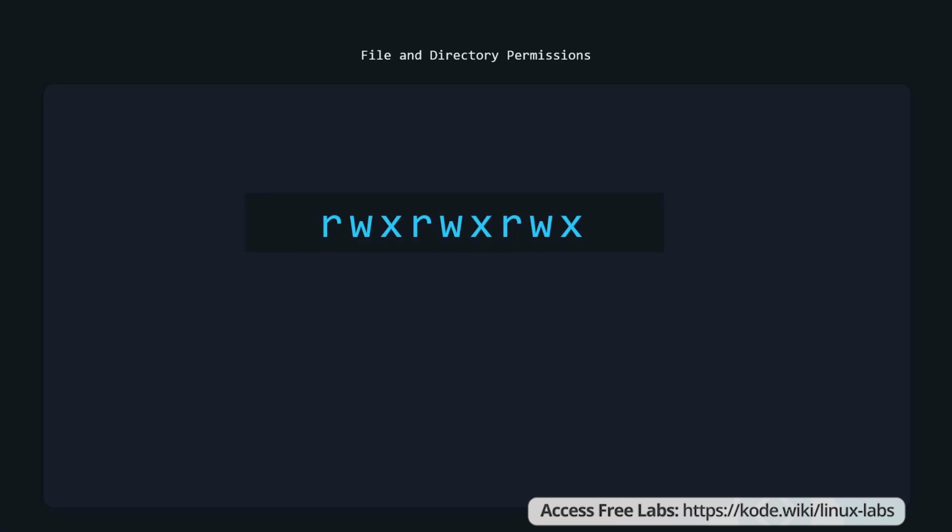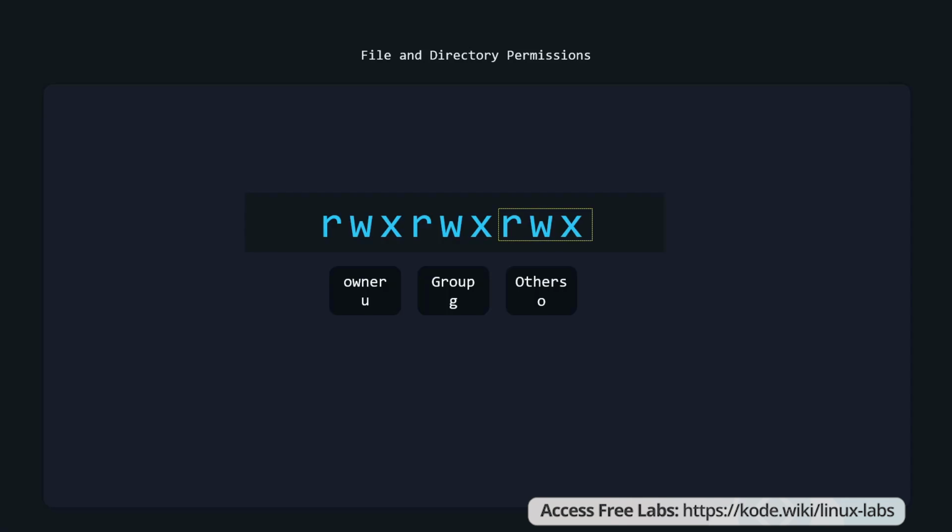The next 9 characters show us permissions. So the first 3 are permissions for the user that owns the file. The next 3 are permissions for the group that the file belongs to. And the last 3 are permissions for other users. That's any user that is not Aaron or not part of the family group in the example we've been working with.